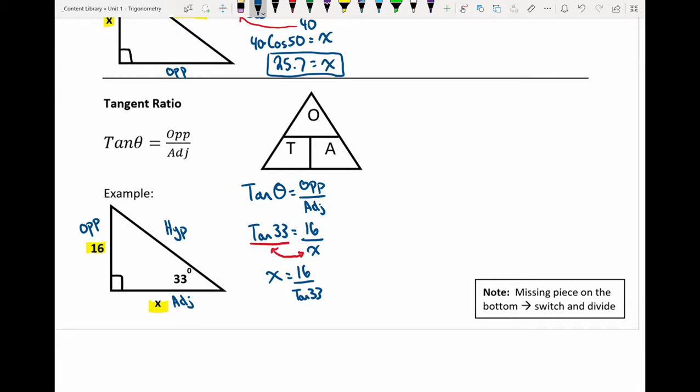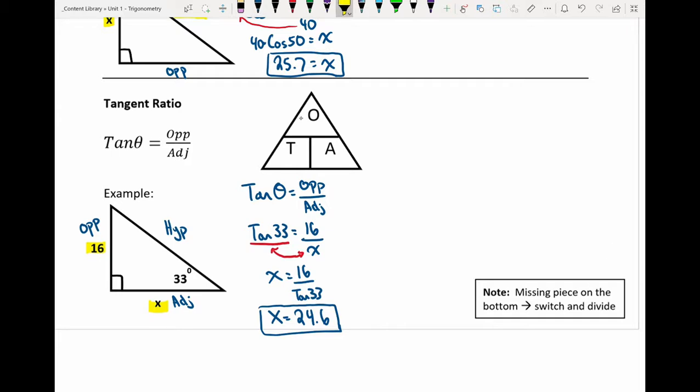Then I have to divide 16 by tan. So when I do 16 divided by tan 33, I get a final answer. Side length. That's what we mean by switching and dividing.